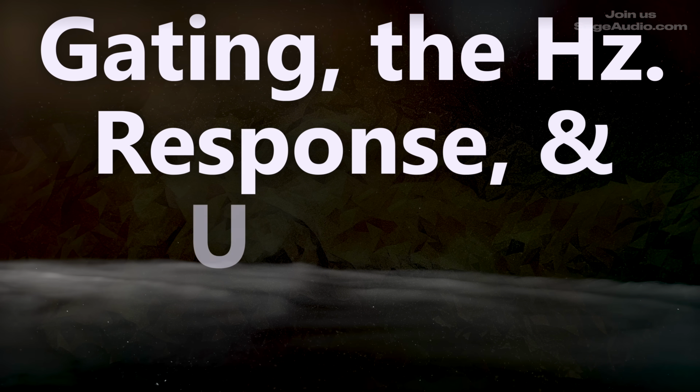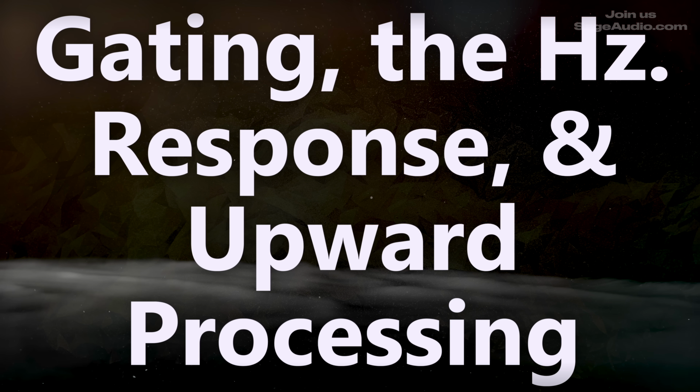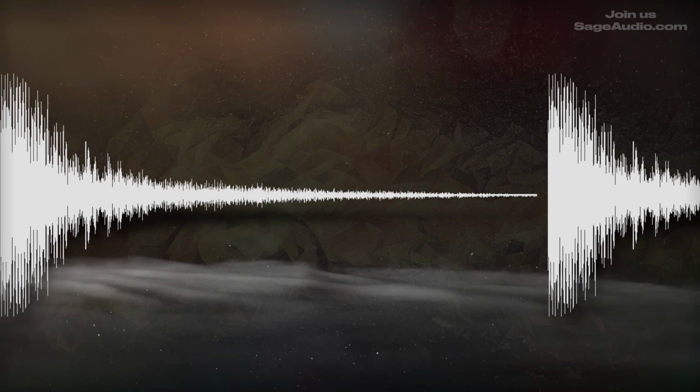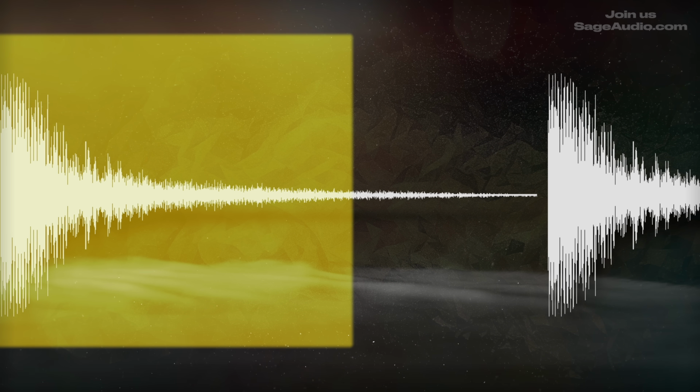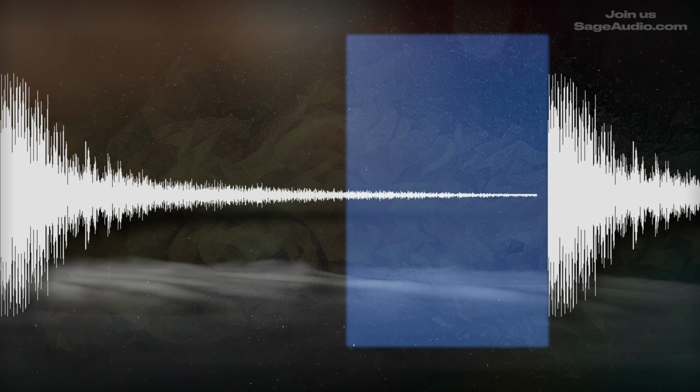For part 2, let's talk about gating, the frequency response, and upward processing. Gating is, in many ways, a dynamic equalizer. When a snare hits, particular frequencies are present, and between the hits, different frequencies are present.